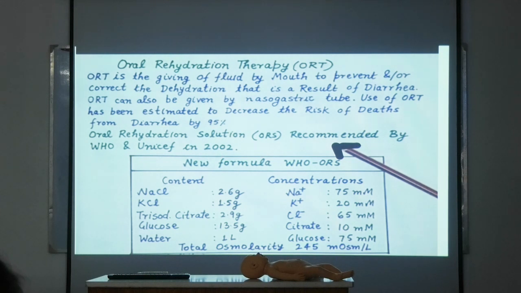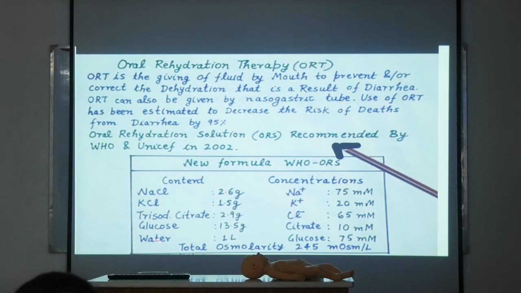in the year 2002. This new formula is called new formula ORS. There was an earlier old formula ORS where sodium content was very high. See what is in ORS? Sodium chloride, potassium chloride, trisodium citrate, glucose and water.